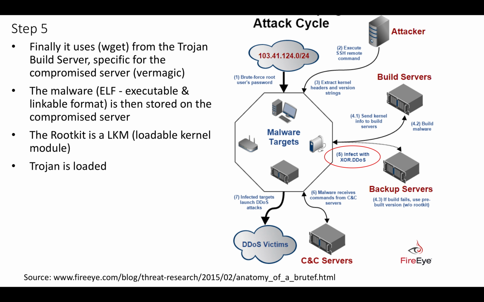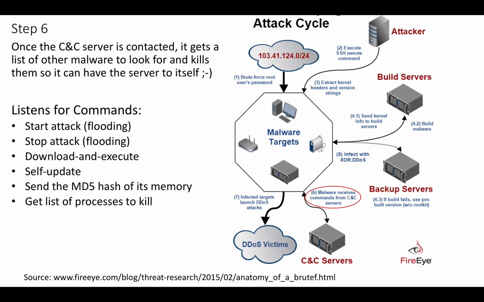All right, finally, there's a lot of steps here, but we're finally getting to the point where the machine uses wget to get the specific malware itself. And the malware is in ELF, which is basically like a Windows exe. An ELF is just an executable and linkable format, and it just stores it on the compromised server. The rootkit itself, if it has it, is an LKM, a loadable kernel module. And now the Trojan is loaded with or without that rootkit. And then it will connect back into its command and control center. And that's the thing that's giving it its list of commands to do.